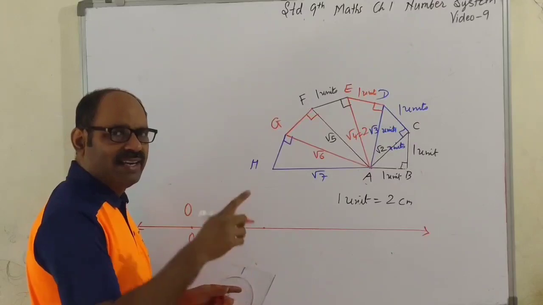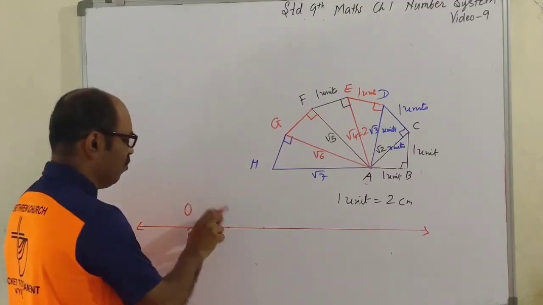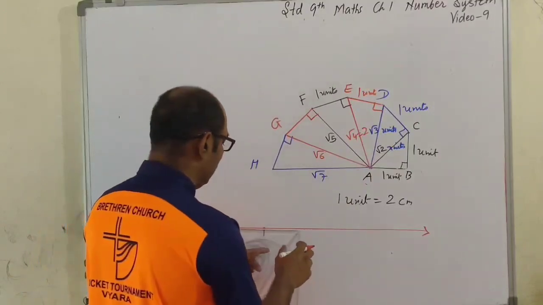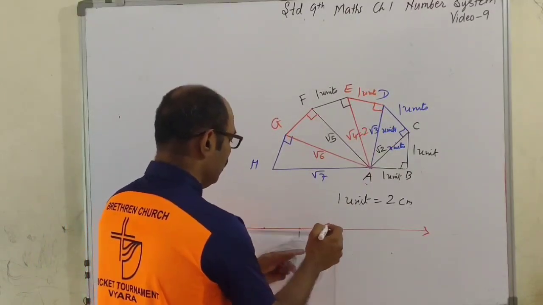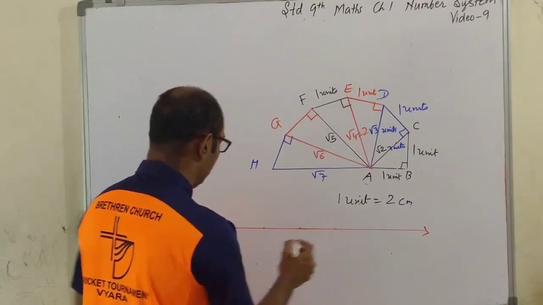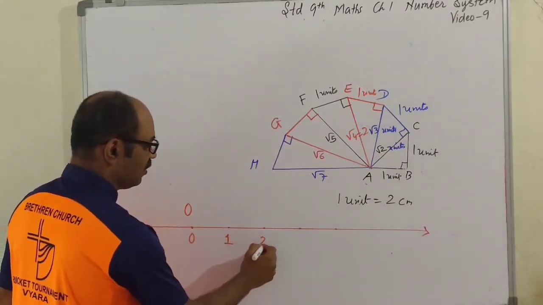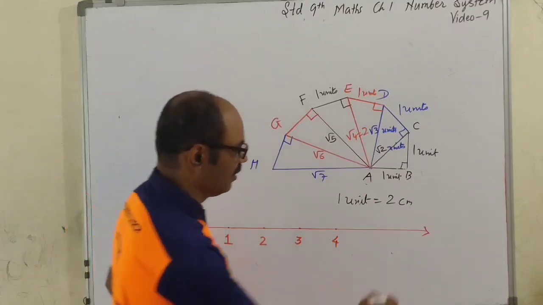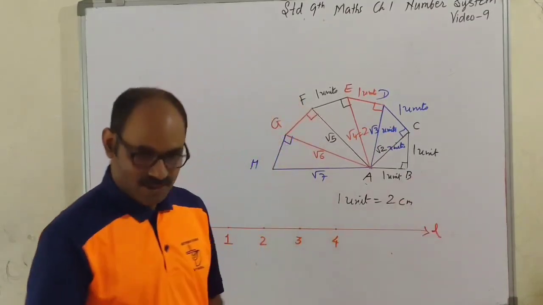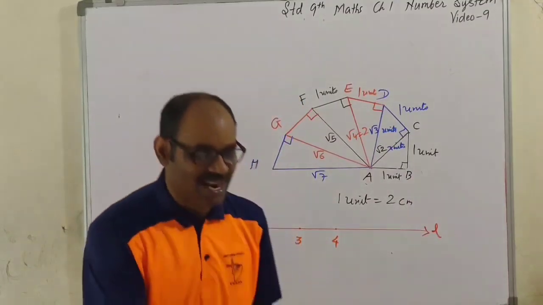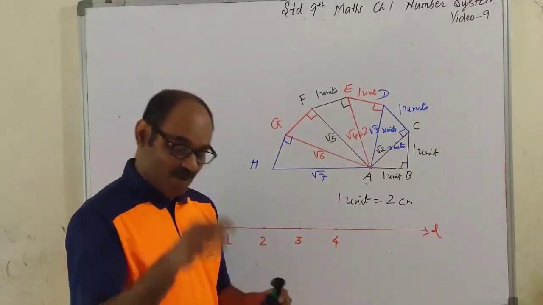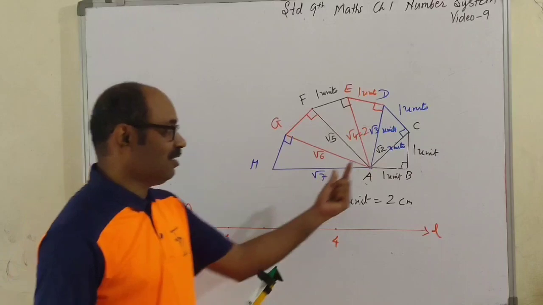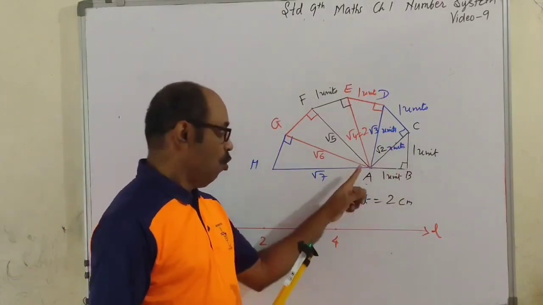With the ruler, you can take 2 centimeter. Even with a pair of compass, say 2 units, 2 centimeter, 2 centimeter, 2 centimeter. Correct? Here you can take a little extra also. This is 1, this is 2, this is 3, and this is 4. Correct? This is number line L. Okay. Now it's time for the projection. We will not draw the full circle. First, I want to project root 2.